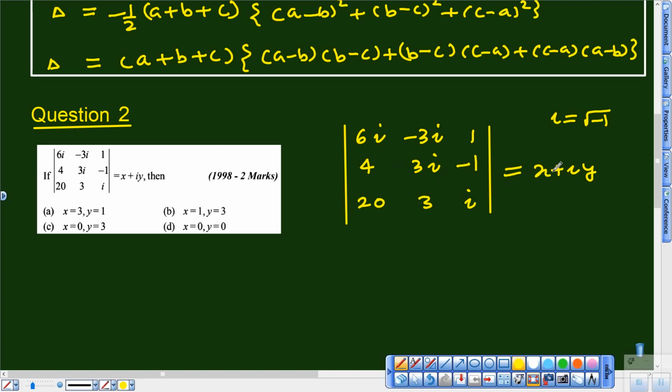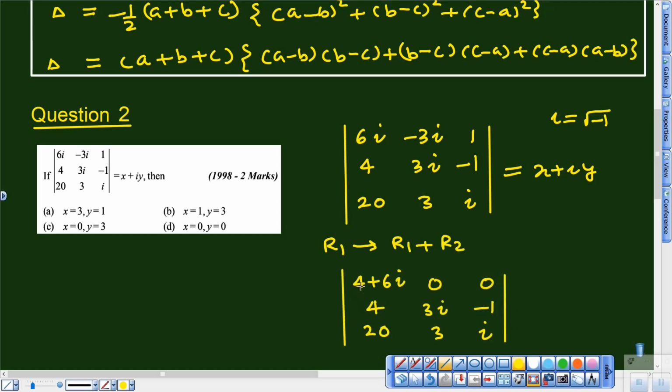Now you can see that if I go for the operation, a property of determinant, any row, multiple of any row can be added to any other row without altering the value of the determinant. And thus, if we add row 2 to row 1, modified as row 1 plus row 2, then we get row 1 as 4 plus 6i. After adding row 2 to row 1, can you see that 3i and minus 3i become 0? Minus 1 and 1 becomes 0 after adding. So the first row becomes this.